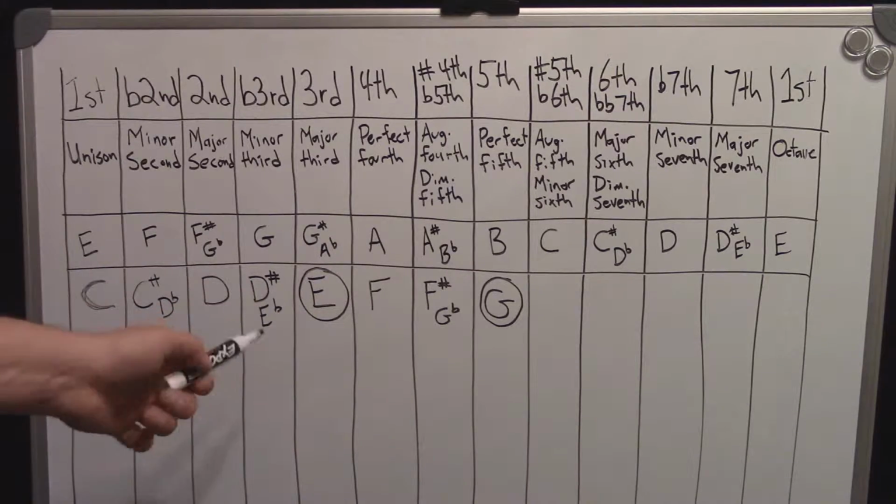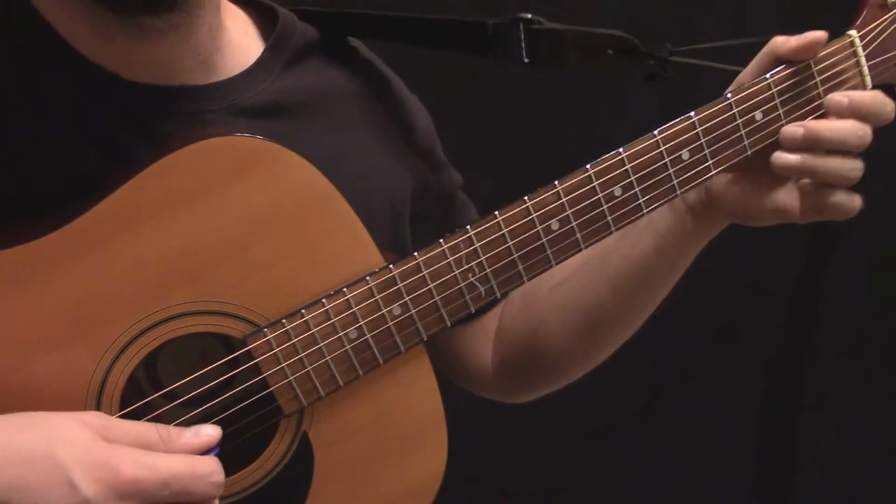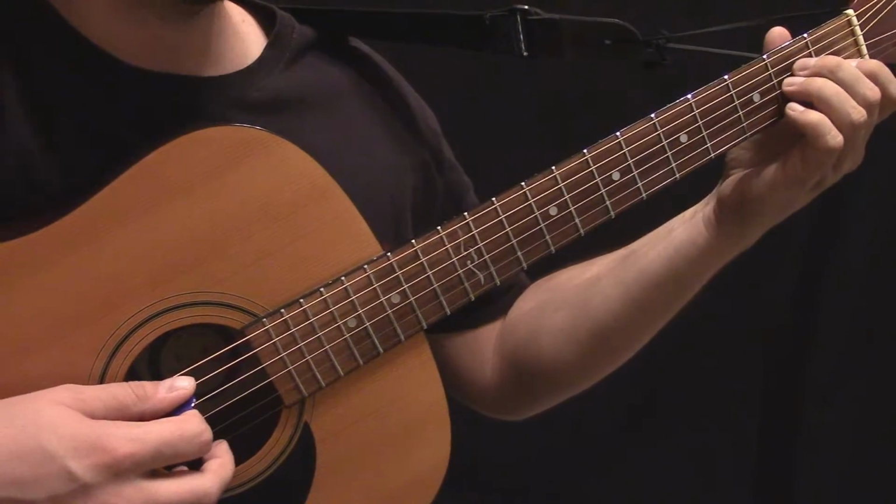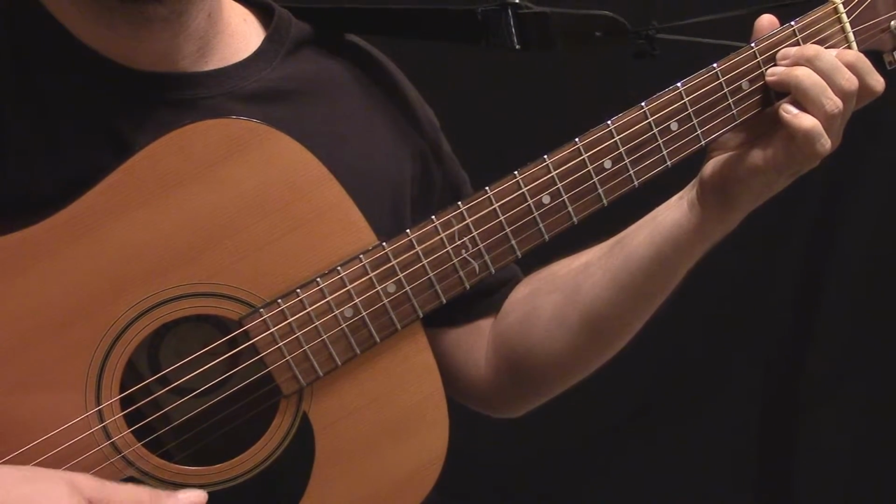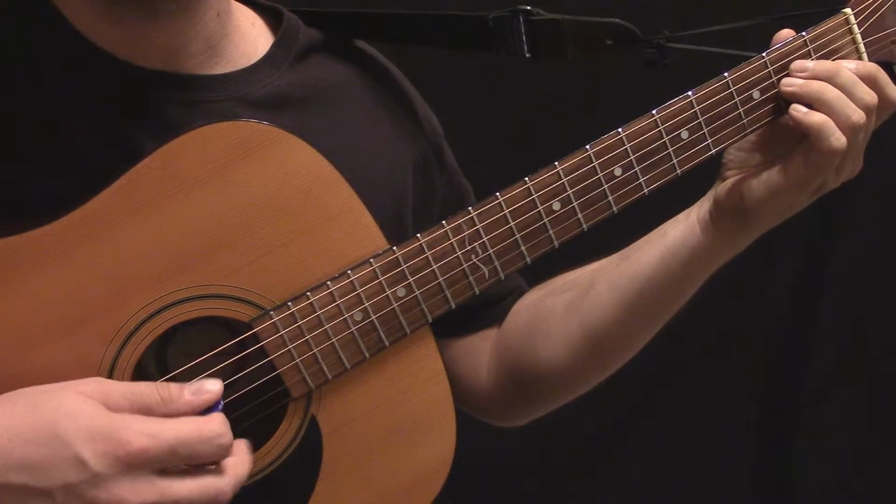It makes up our major C chord. Let's do another chord. So let's select another chord to deconstruct and figure out the intervals. So I'm going to select an A minor to figure out the intervals. So what notes make up that A minor chord?